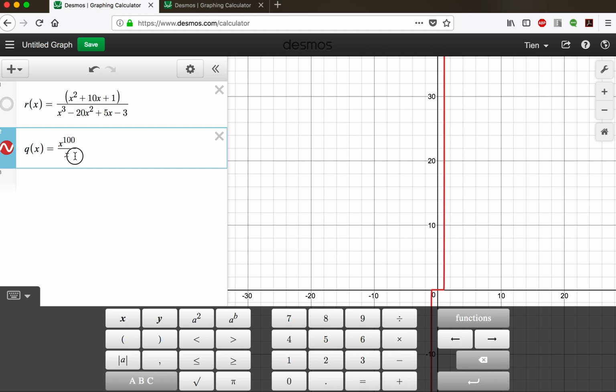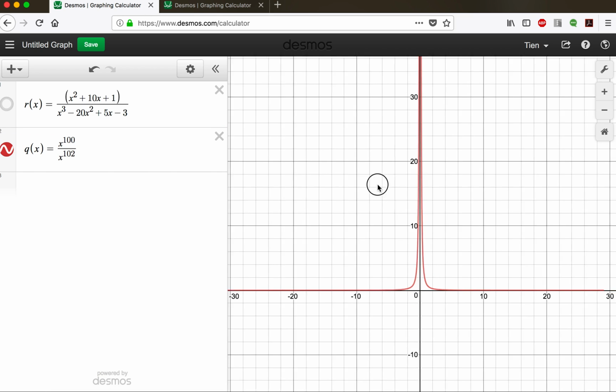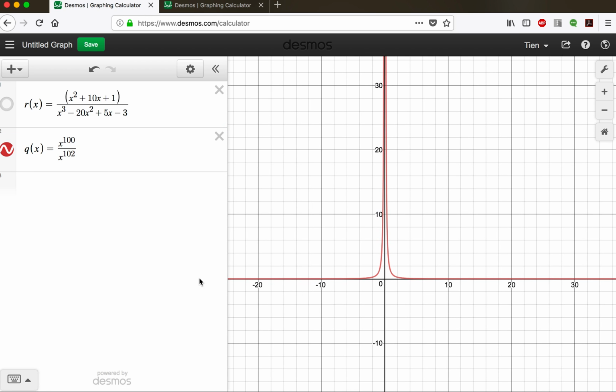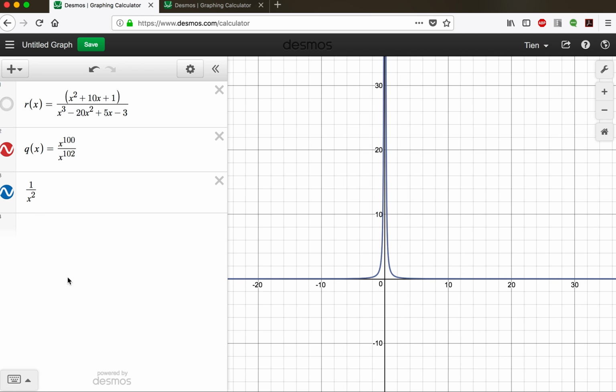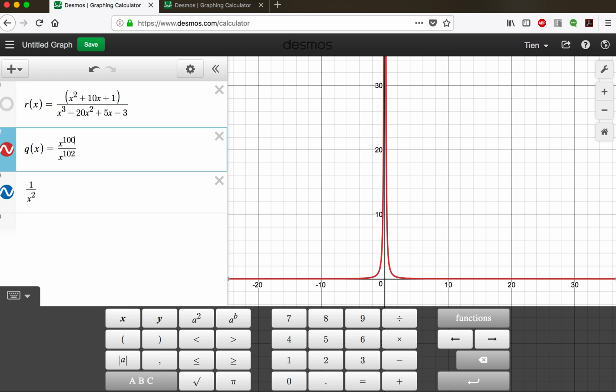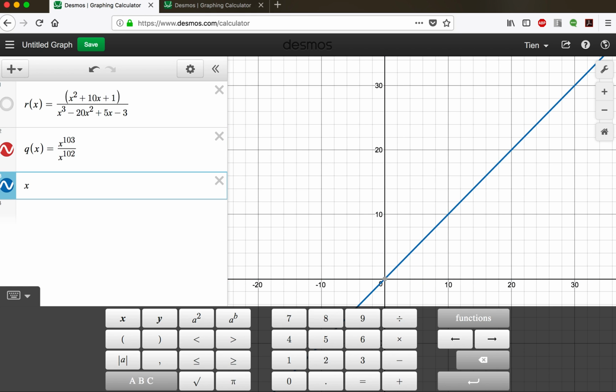So if I have x to the 100 divided by x to the 102, well, it still goes to 0 in both directions. And that's because this is the same thing really as 1 over x squared. Now if the top is bigger, so let's say maybe x to the 103 over x to the 102, then everything cancels and this just has the behavior of x.